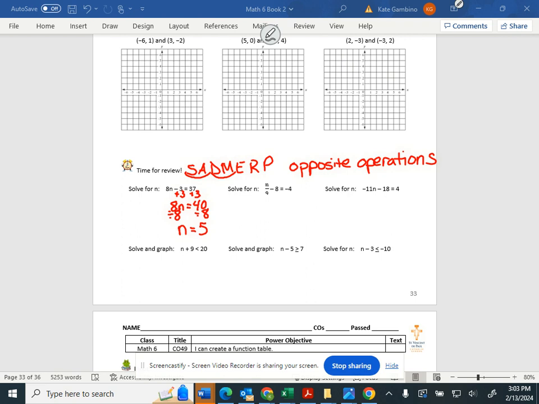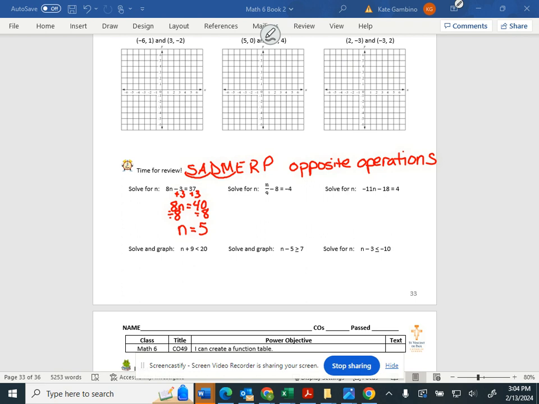I can go back and put 5 in for my n to make sure that my equation is correct. So 8 times 5 is 40. 40 minus 3 is 37. So I found the correct variable. I know sometimes we can do this as mental math, but I do want us practicing the steps, so when we get to more complicated problems, we know the steps that we need to do to solve it.